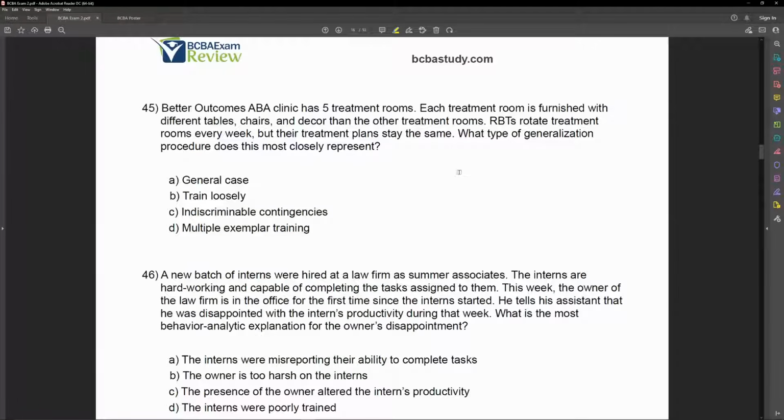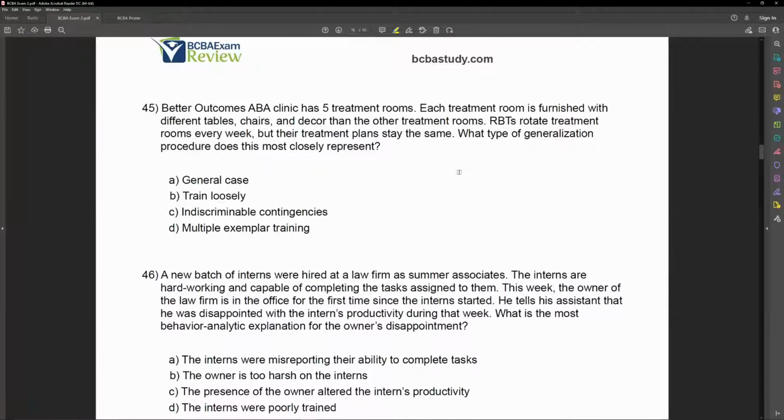That's the key difference between train loosely and multiple exemplar. In other words, train loosely is non-critical. You can consider multiple exemplar critical to what you're trying to generalize. So are we training loosely or are we using multiple exemplar training? Well, of course, we're training loosely, right? We're using non-critical stimuli. We're altering them. We're changing colors. Very simple things. However, effective because you are changing the overall environment, making it a generalization environment.